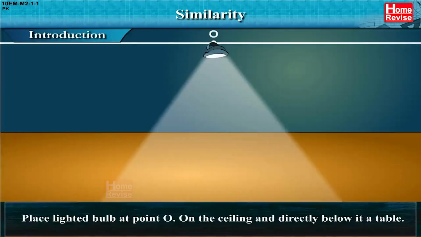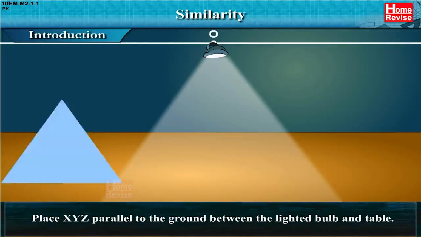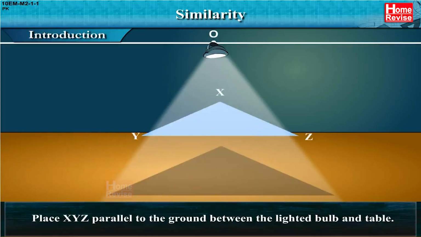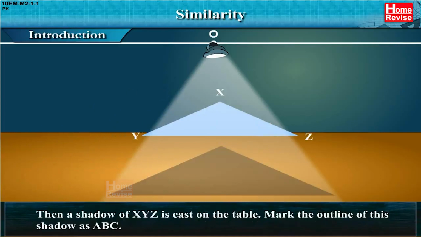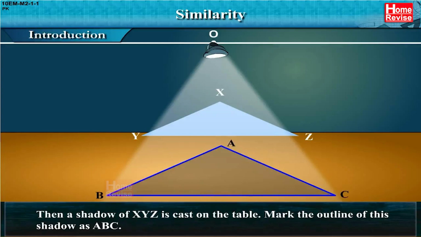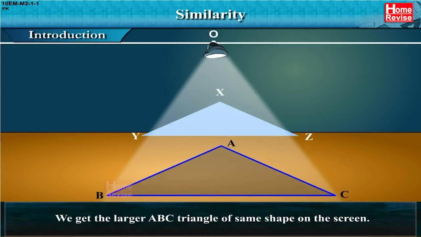Place a lighted bulb at point O on the ceiling and directly below it a table. Place XYZ parallel to the ground between the lighted bulb and the table. Then a shadow of XYZ is cast on the table. Mark the outline of this shadow as ABC. We get the larger triangle ABC of the same shape on the screen.